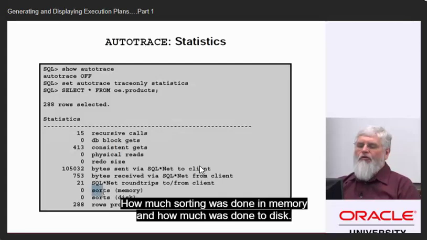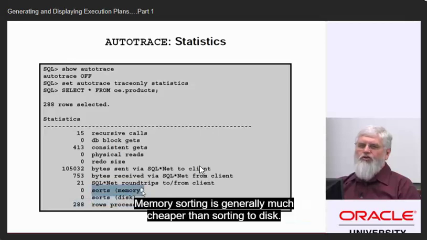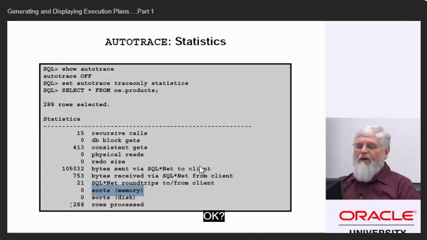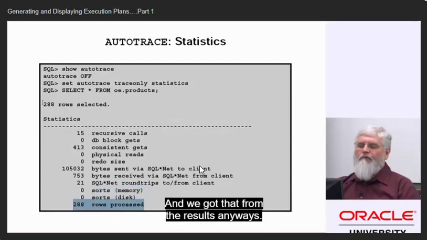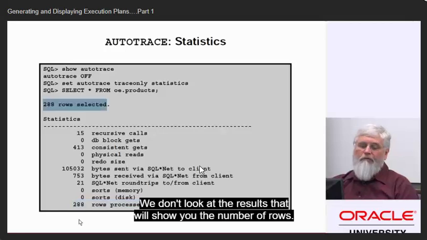And then how many rows? We got that from the results anyway, but it just shows us. If we don't look at the results, it will show you the number of rows it actually looked at. If it returns a large number of rows, it's kind of nice to turn off the row output being returned. It makes it a little easier to read.